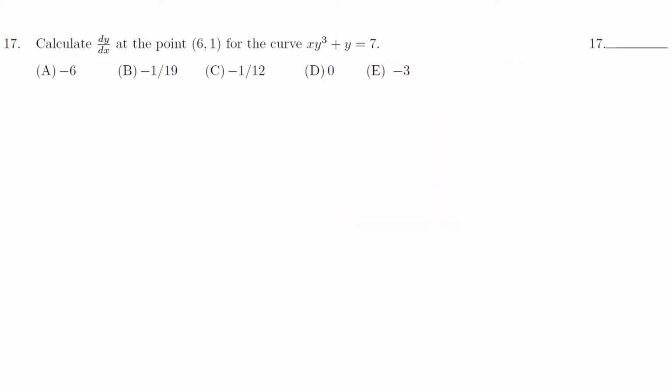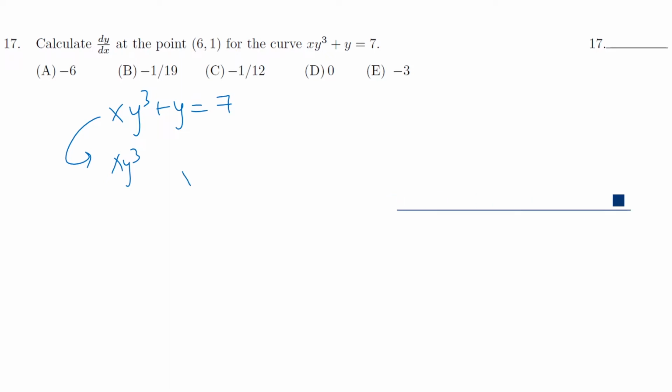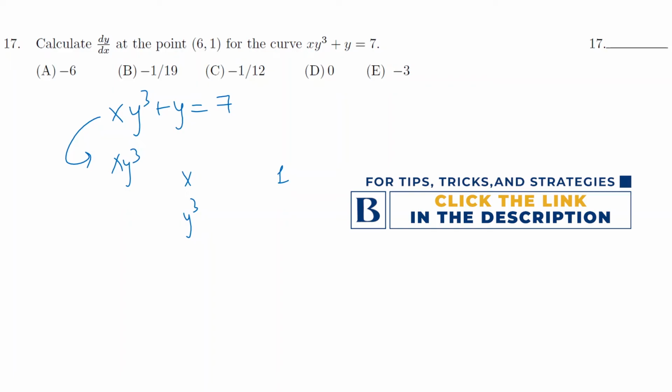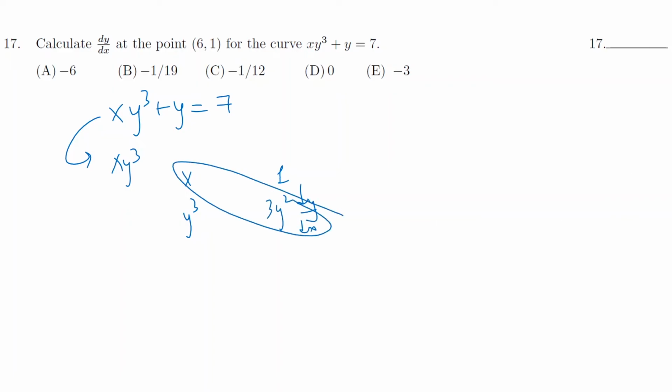Next, calculate dy/dx at the point (6,1). Take the derivative of both sides immediately. So here, the problem is this product rule, x y cubed. So it's x times y cubed. The derivative of x is 1. The derivative of y cubed is what? 3y squared times dy/dx. Do not forget that dy/dx is very precious.